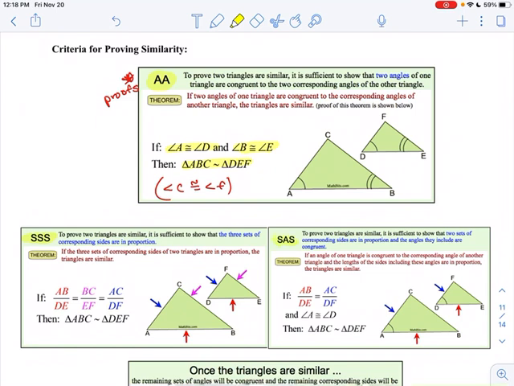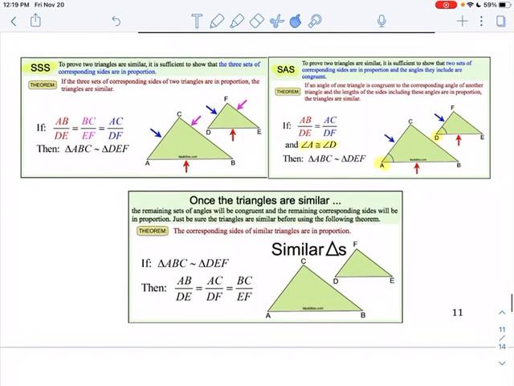And the third way is side, angle, side. Side, angle, side means the two sides are in proportion, and the angle between those two sides are congruent to each other. And that's the third way to prove that triangles are similar to each other. Now, just like congruent triangles, once the triangles are similar to each other, then that means the remaining angles are congruent and the remaining sides are in proportion to one another. So this right here is sort of like the CPCTC. Once the triangles are similar, then the sides will be in proportion.